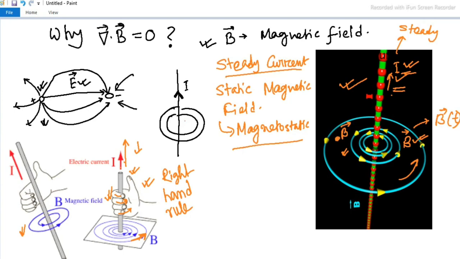Now we know that the divergence of the magnetic field is 0. So we have seen that the divergence of the magnetic field is 0, and we are trying to understand why this quantity is 0. So we'll try to understand that.